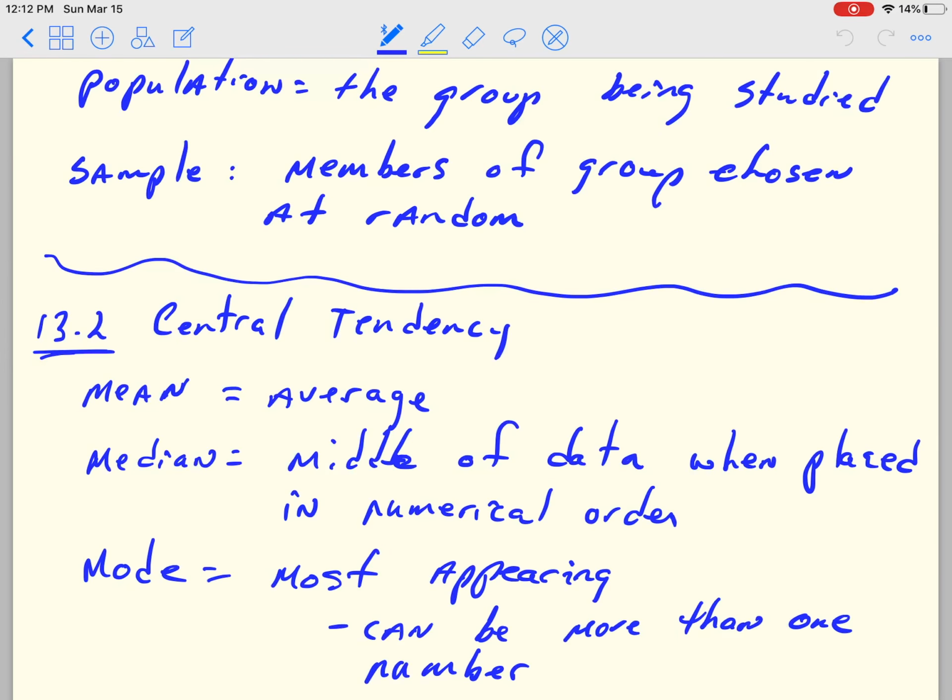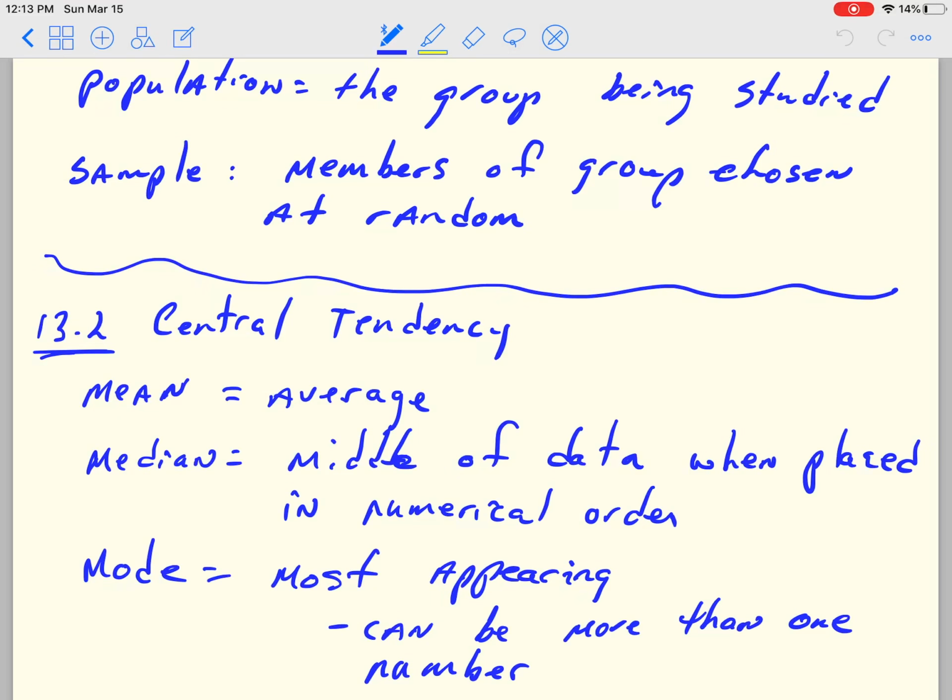Remember that population is the group being studied. And within that group being studied, we're going to pull a sample of those members of that group chosen at random. It has to be at random, or it's not a good study. Remember that when we're looking at a sample, when we say members, we're not just talking people. This could be dogs or cats or the types of rocks or different medicines. Whatever we're sampling, it's that group.